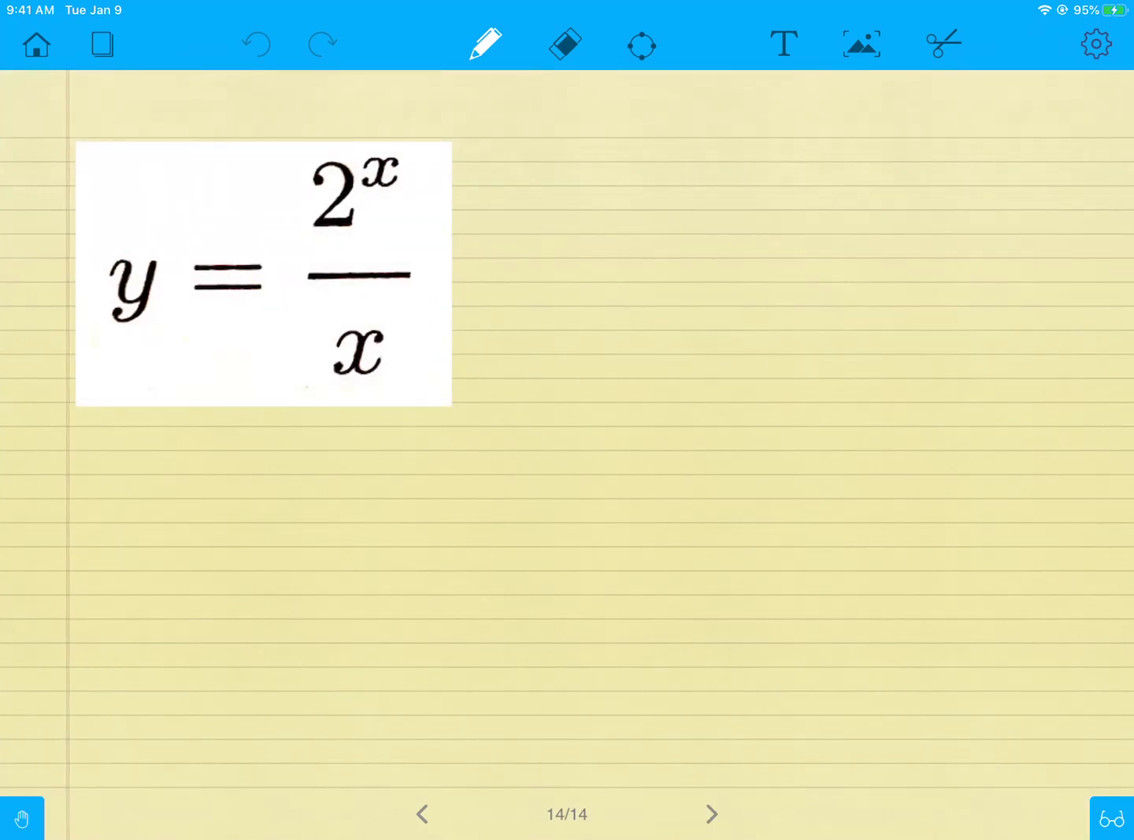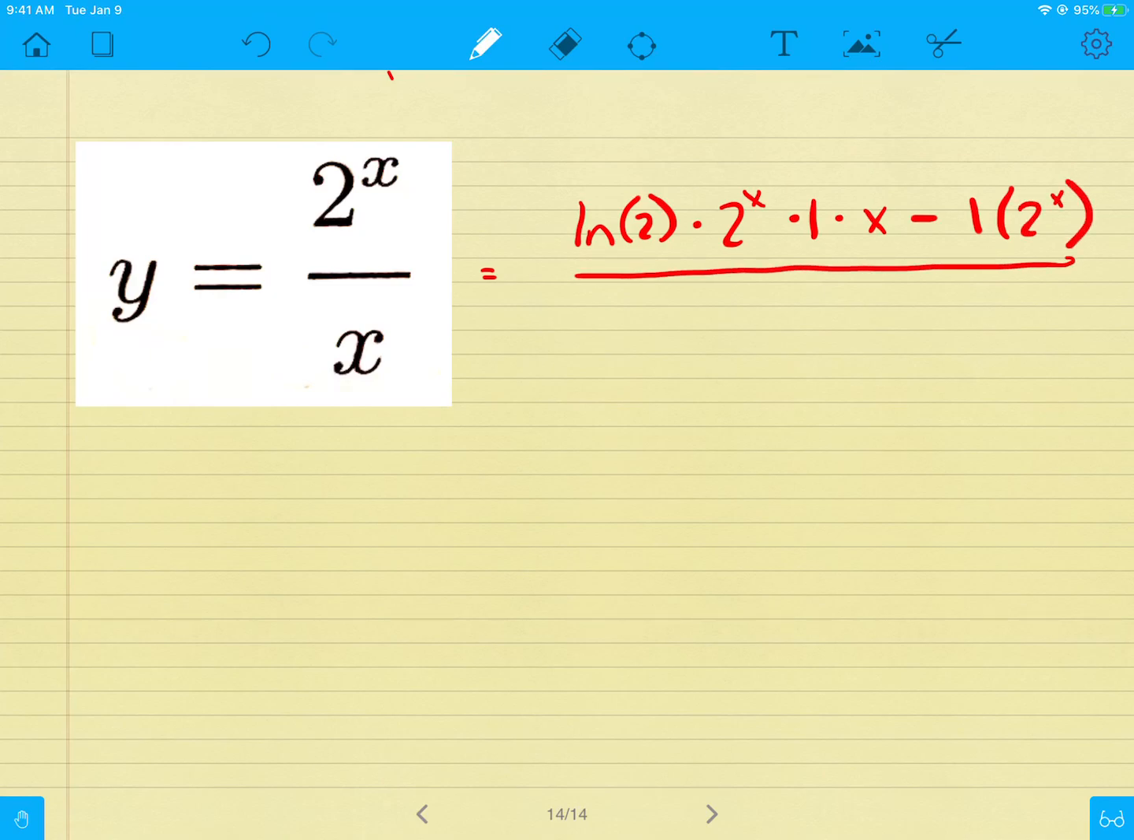All right, and the last one, quotient rule. I did promise you we'd do one quotient rule. So derivative of the top times the bottom minus the derivative of the bottom times the top all over the bottom squared. And that would be the answer on that one.